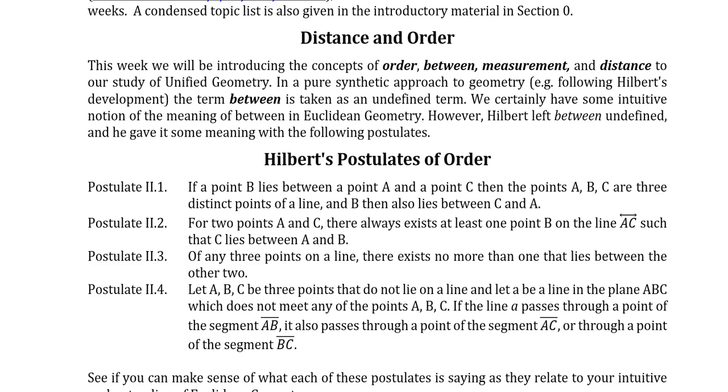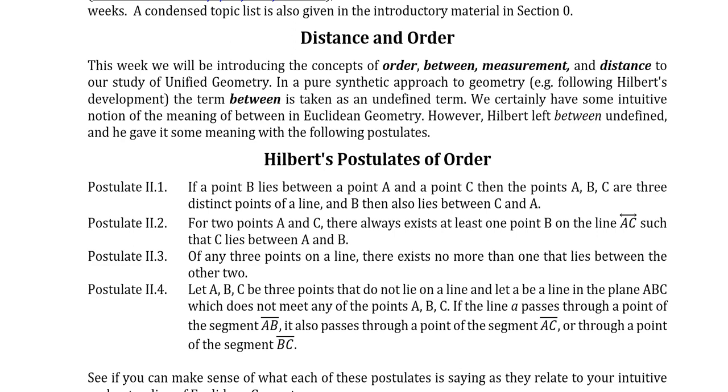But of course, how do you give meaning to undefined terms? You have some postulates. And so there are four postulates in this section 2 of Hilbert's postulates on order. Let's run over those real fast. And these are going to be actually propositions in our formal treatment of geometry. Hilbert's postulate 2.1: if a point B lies between a point A and a point C, then the points A, B, and C are three distinct points of a line, and then B also lies between C and A.